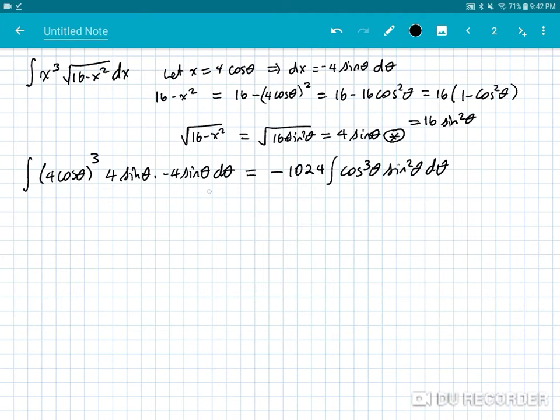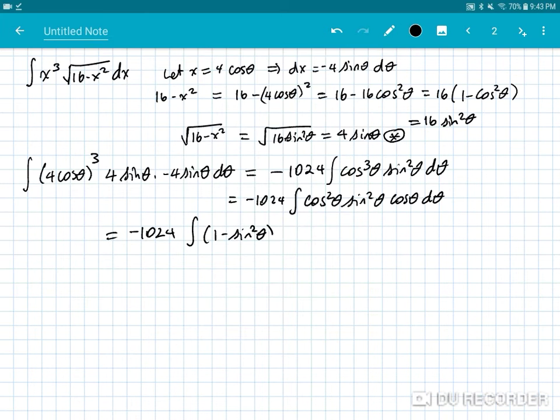I have an odd power of cosine, so I'm going to write it as cosine squared theta sine squared theta cosine theta d theta. So I'll change this to 1 minus sine squared theta, and that will give me 1 minus sine squared theta times sine squared theta cosine theta d theta.